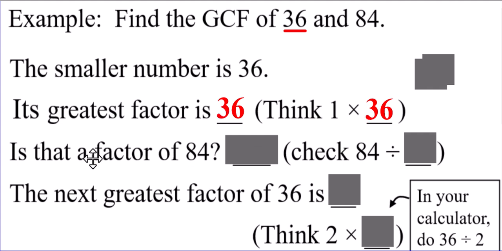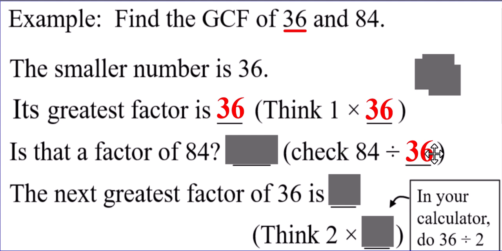Now, here's what we do with this. We ask, is 36 a factor of 84? How would I know? In my calculator, I can check by taking 84, the other number involved here, divided by the factor that I'm currently checking. Fill that blank in. Use your calculator. What happens when you take 84 divided by 36?